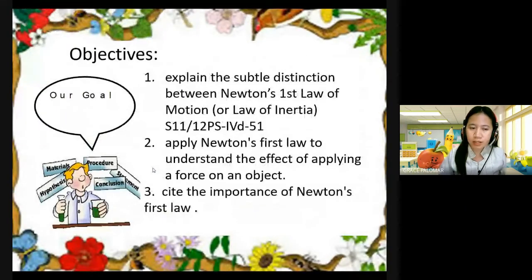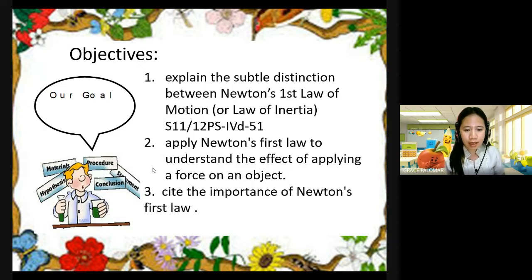Okay, so hi everyone. Before we start, we will try to answer the following objectives. At the end of our video lesson, we will try to explain the subtle distinction between Newton's first law of motion, which is known as the law of inertia. This is taken from our Most Essential Learning Competency, or MELC, with subject code S11/12PS-IVd-51. We will also apply Newton's first law to understand the effects of applying a force on an object and cite the importance of Newton's first law in our daily lives.